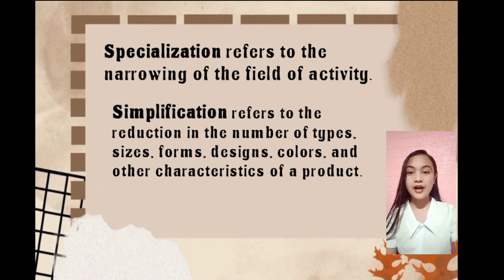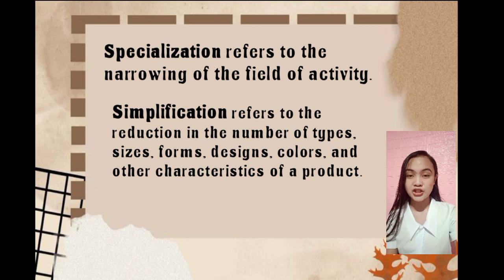So, first we have here specialization. Specialization refers to the narrowing of the field of activity. A company may specialize in products instead of putting out a variety of radio electronic products. A company may specialize in only a few kinds of transistor radios, which it would develop to a high degree of quality and perfection. And next, the second one is simplification.